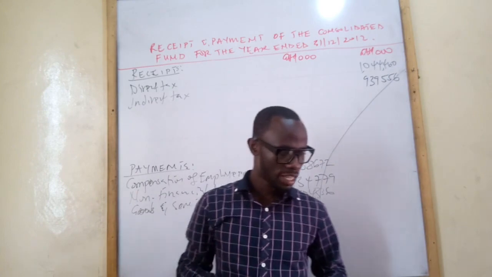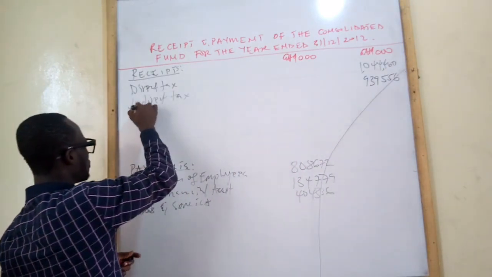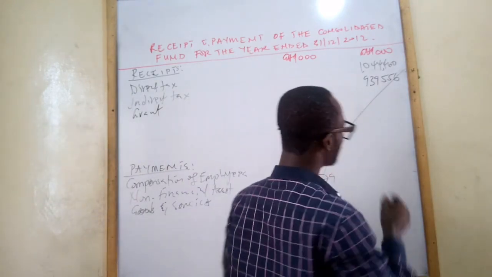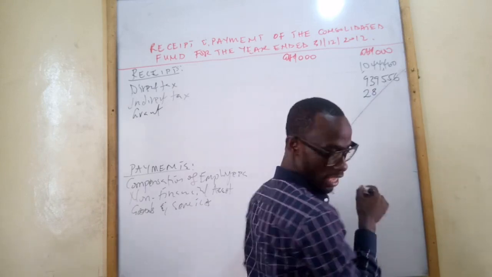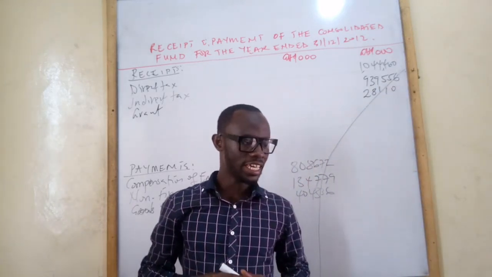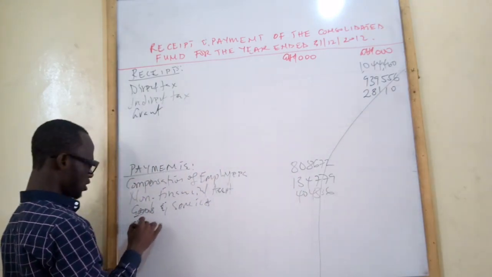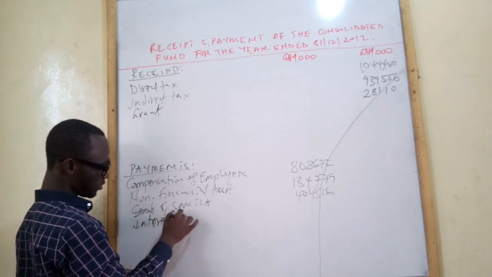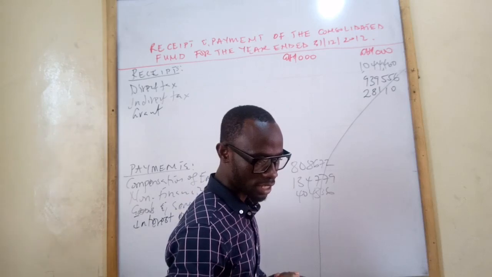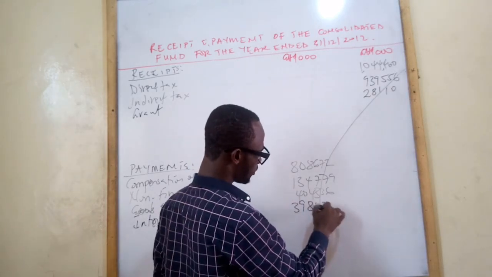Grants. What is grants? It's a receipt, right? So grants will be a receipt to the consolidated fund, and that is 28,110. Interest expenses. Interest expenses is a payment. So interest expenses, and interest expenses is 398,138.